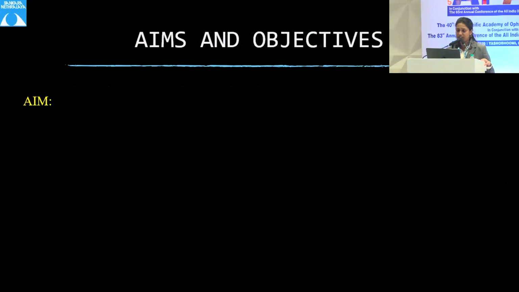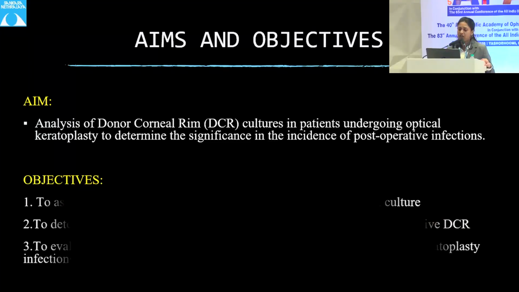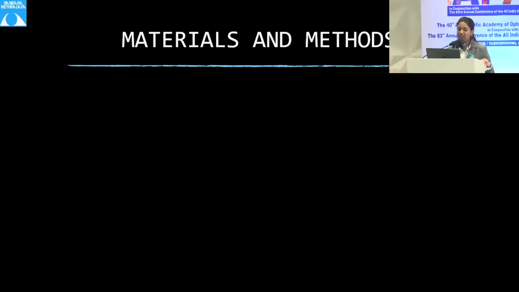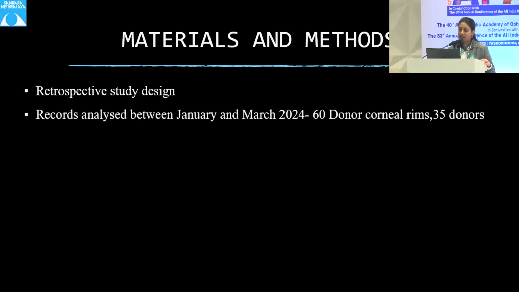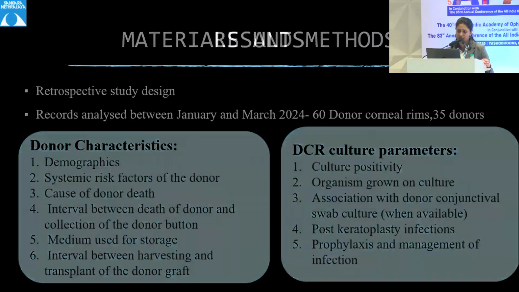So the aim of this study is to analyze the donor corneal rim culture in patients undergoing optical keratoplasty to determine the significance in the incidence of post-op infections. Our objectives include assessing the donor characteristics, incidence of post-keratoplasty infections in case of a positive DCR, and evaluating the utility of the DCR culture. It's a retrospective study done between Jan to March 24, wherein 60 donor corneal rims from 35 donors were analyzed, and we looked at the donor characteristics and the DCR culture parameters.